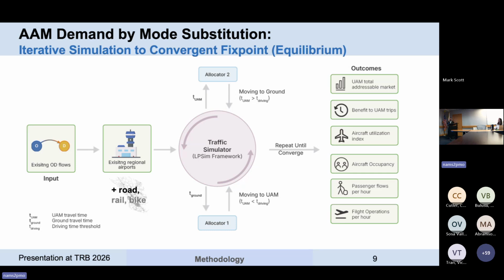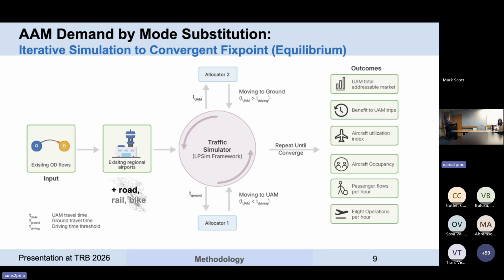So when you do this, it's very important between the road network and the air-plus-road network to reach some kind of convergent fixed point. When you take a group of people and put them on the air network, the roads actually get better because you moved them. And so you need to move them back because now it's no longer good to go by air.